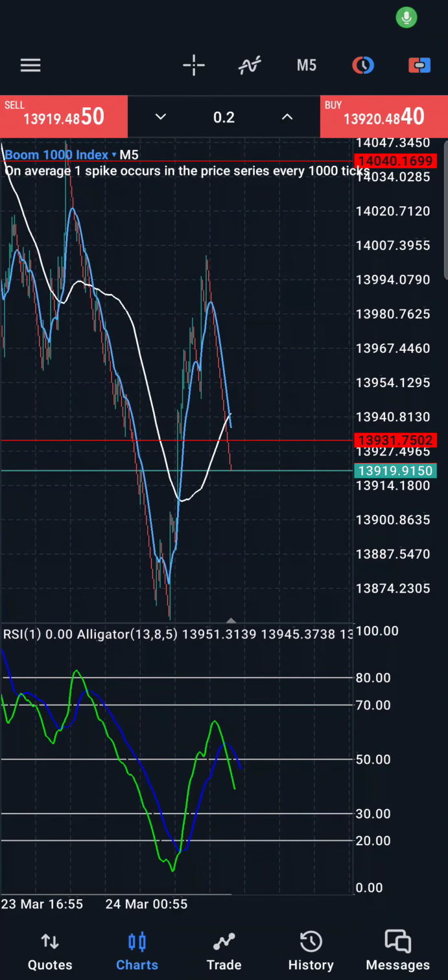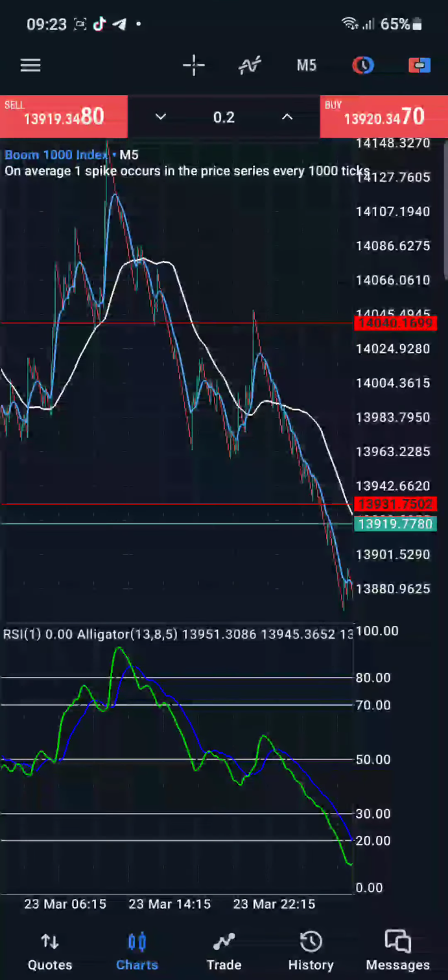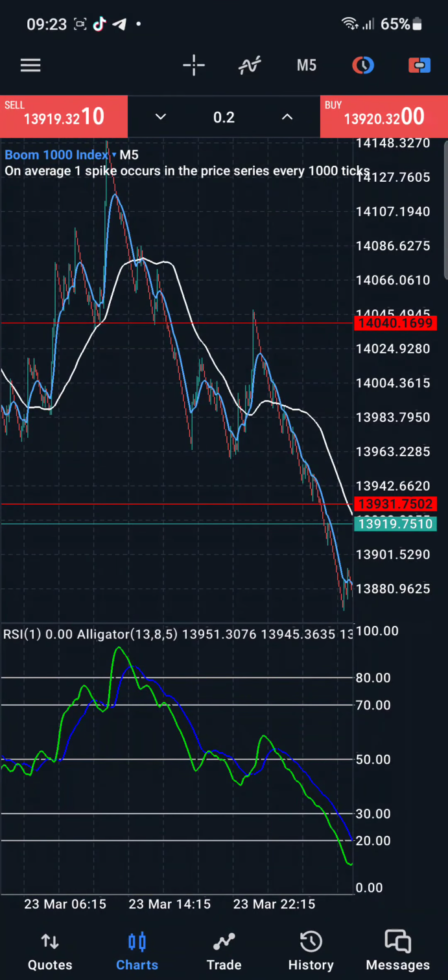Also today's video, let's do some analysis for today, and we'll be using this mobile setup. You all know this mobile setup already, and we'll be using it to analyze the market right here. So now let's go straight into what we have right here, starting with Boom 1000.